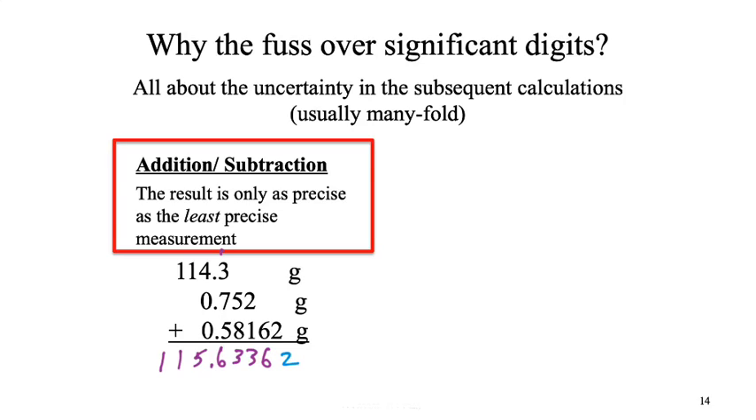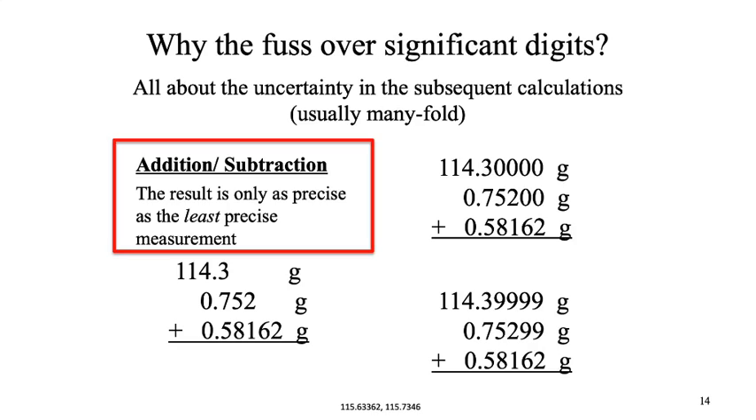Did that correctly take into consideration the precision of each of the instruments being used to make the mass? No. This first measurement here is only precise to the tenths place. It is not telling you about any of those other places, which means those other places could be zeros, in which case this measurement is correct. They could also be nines. Does that get you a difference in your answer?